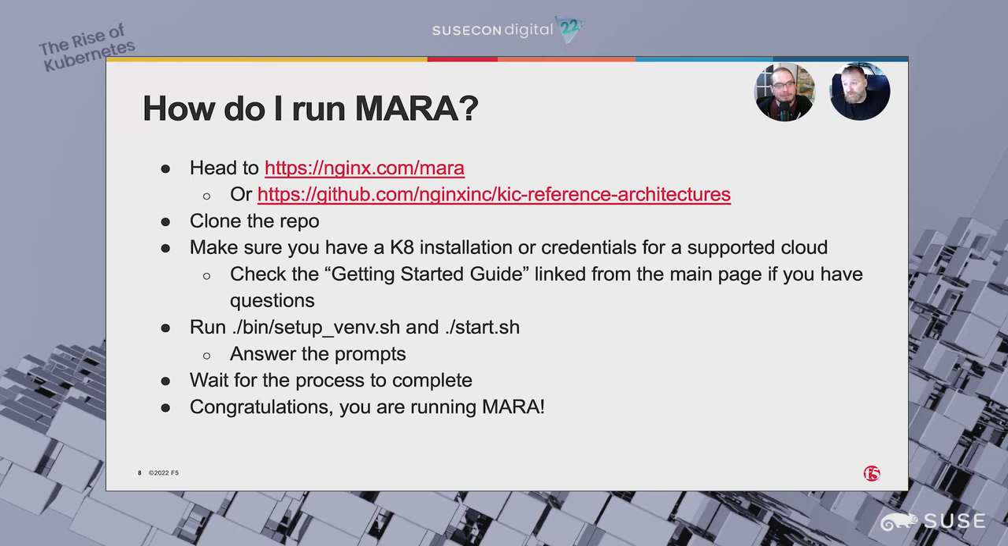Once you have that, the repo and your credentials or your K8s installation, you set up your virtual environment, which downloads all the necessary dependencies and code. And then you run the start.sh script, which will walk you through a number of prompts that set up everything. And then you sit and wait for the process to complete. And at that point, you'll be up and running Mara.